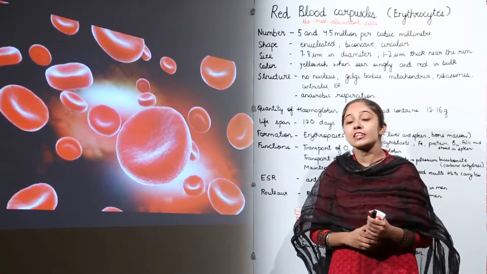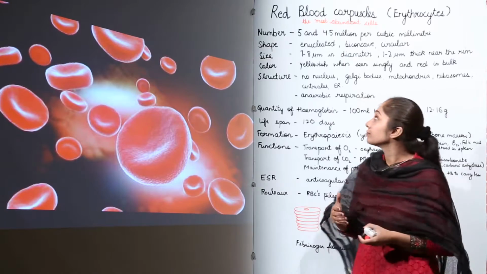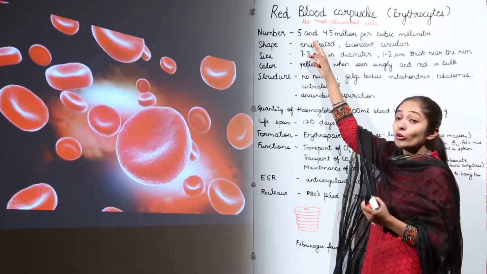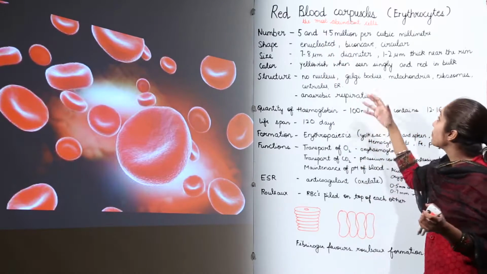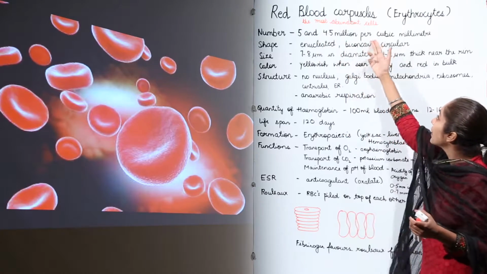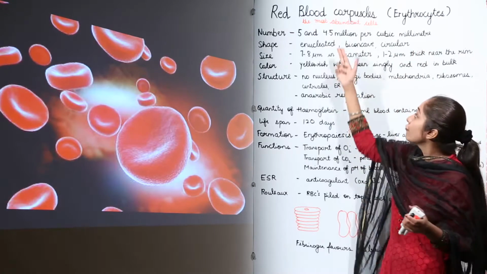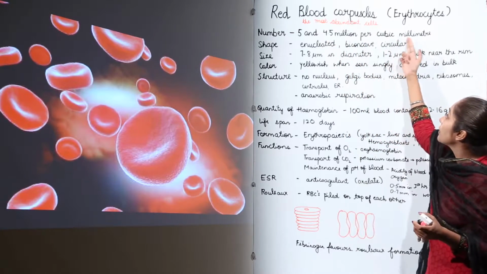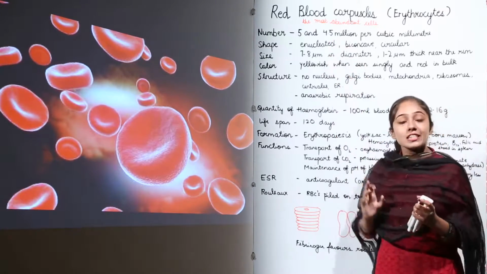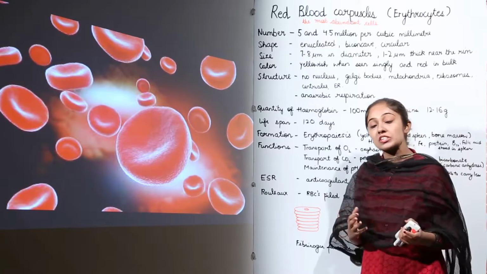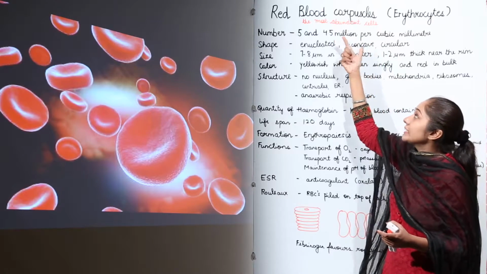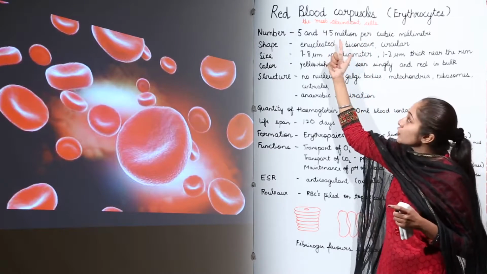Now let's discuss erythrocytes, or the red blood corpuscles, in detail. Let's talk about the number of RBCs. When we talk about total RBC count, I am talking about the number of RBCs per cubic millimeter. In men, there are 5 million RBCs per cubic millimeter, and in women, there are 4.5 million RBCs per cubic millimeter. Why is this number less in women? It is because women undergo the menstrual cycle, due to which there is blood loss. That is why the total RBC count is slightly less in women as compared to men.